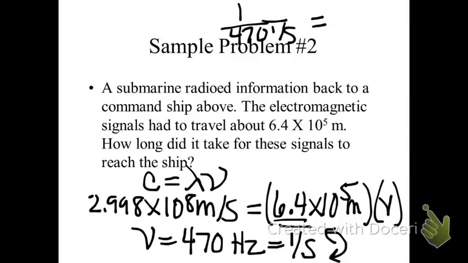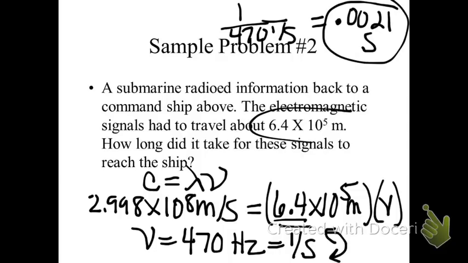So you need to realize time and frequency are inversely related. And I get 0.0021 seconds, which is crazy because what that means is for a submarine to send a signal 640,000 meters, it takes less than 1 second. That's how fast electromagnetic radiation travels.